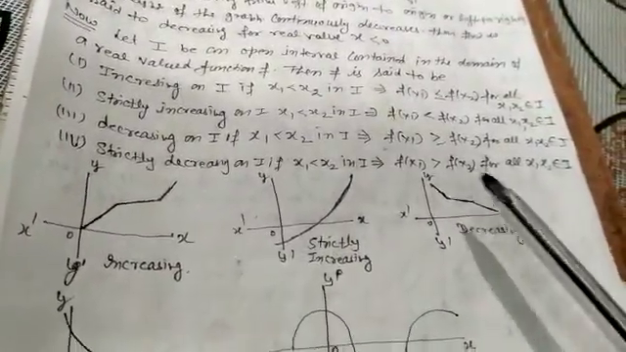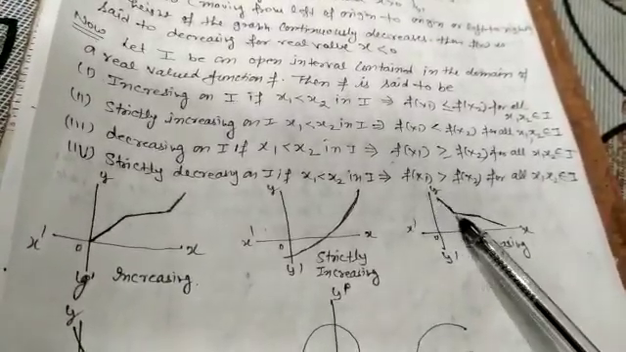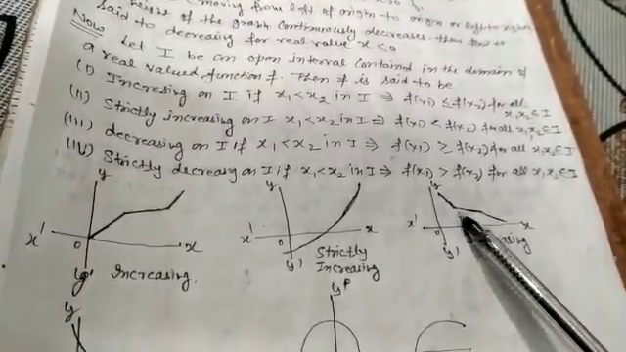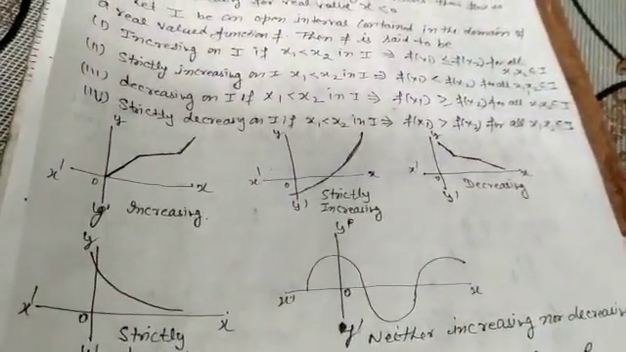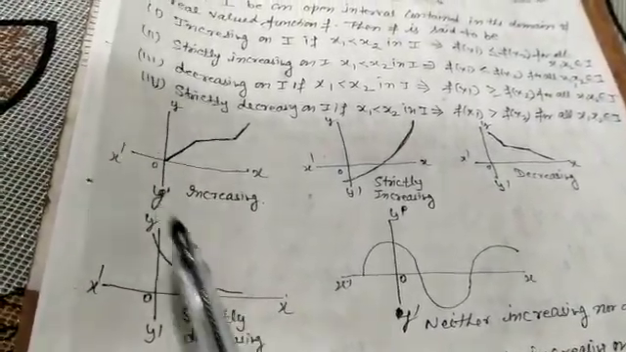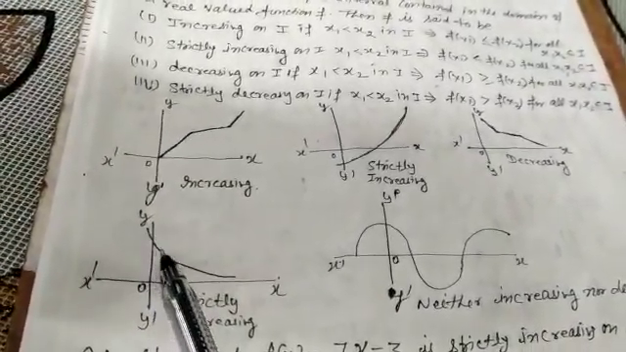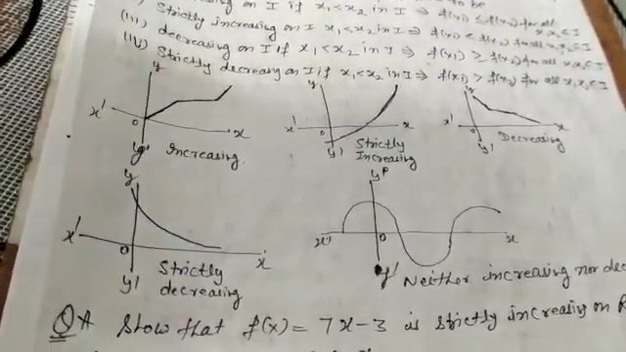See the graph in this one: as the value of x increases, the value of y decreases, but with a jerk, so it is called decreasing. And if you observe this graph, as the value of x increases, the value of y is continuously decreasing, so such a function is called strictly decreasing.